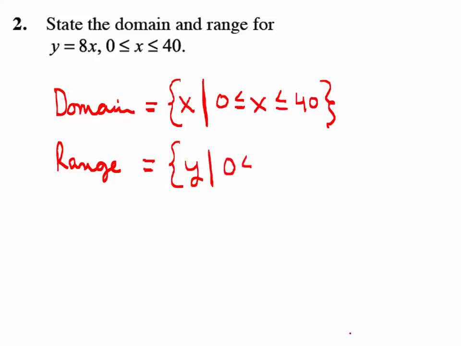Alright, here's what I got. 0 is less than or equal to y, because y is the variable here, and the maximum it could be is 320. And again, I'm introducing you to something called set notation. In set notation you declare what your variable is, and then you have this big bar line. This bar line means such that, or based upon the condition. And then here's your condition.